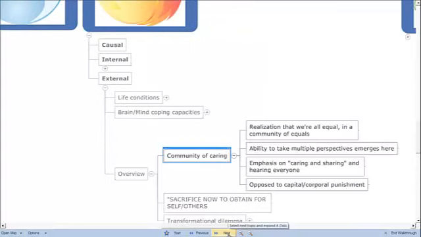This is really a community of caring, and it's characterized by this realization that we're all equal in a community of equals. The ability to take multiple perspectives or to empathize emerges here. This is one of the reasons why these people feel so strongly about veganism or saving the whales or saving the chimpanzees or saving whatever. It's because they have such an emergent empathy at this level.